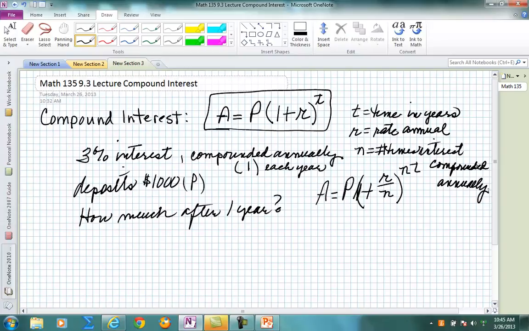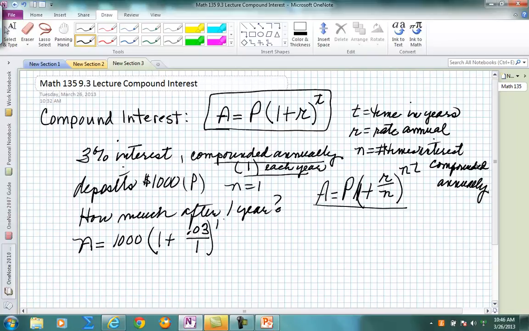All right, so I'm going to use this formula. The amount that you will have in the bank will be $1,000 times 1 plus 3% divided by one, because it's compounded annually. It's compounded one time per year. So the n in this case is 1. And that's raised to the 1 times 1, because it's compounded one time in 1 year. So the amount he would have in the bank is 1,000 times 1 plus 3/100 raised to the 1 times 1 power.